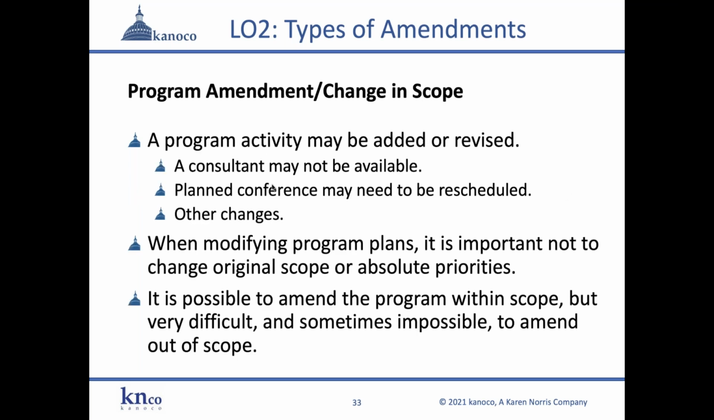Now, what about a program amendment? And those often are associated with something called change in scope. So a program activity can be added or revised. Maybe, as we said, a consultant isn't available. You have to swap out consultants. Maybe a planned conference needs to be rescheduled. There might be some other changes. So when modifying program plans, it's important not to change the original scope or the absolute priorities of the project. It is possible to amend the program within scope, but it is very difficult and sometimes impossible to amend the project out of scope.